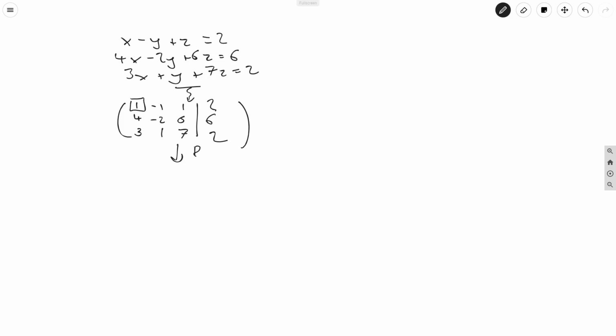So we're going to send, for example, row 2 to row 2 minus 4 row 1, because we have a 4 here. If we subtract off 4 copies of this one, we'll turn it into 0. And row 3 goes to row 3 minus 3 row 1. The first row obviously doesn't change because we're not doing anything to it. We need to be careful with the rest of them. These both become zeros by design.